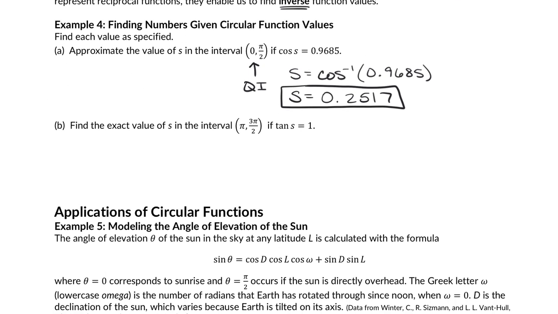This next one says, find the exact value. Exact value means we're going to use our unit circle. The first one said approximate, so we could use our calculator. Find the exact value of s in the interval from pi to 3 pi over 2. What quadrant is this, between pi and 3 pi over 2? Quadrant 3. We have those black quadrantal angles listed on our unit circle. What is the value of the angle if tangent of s is equal to 1?